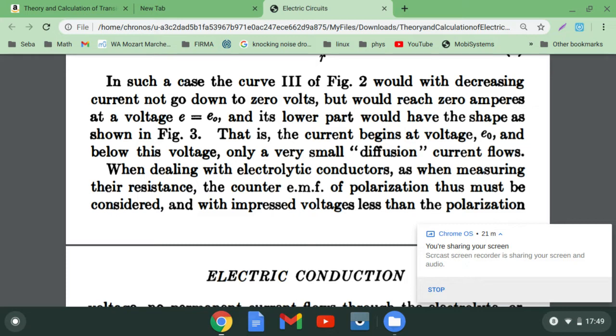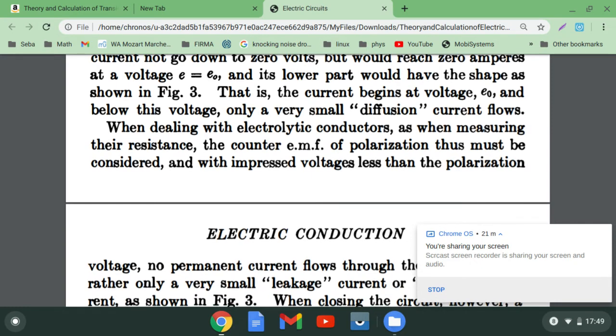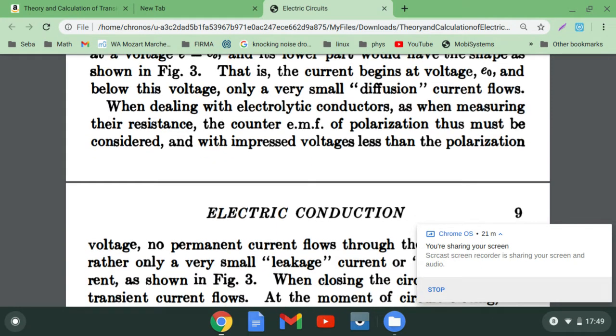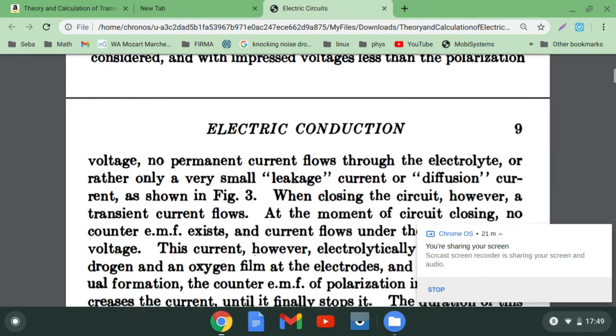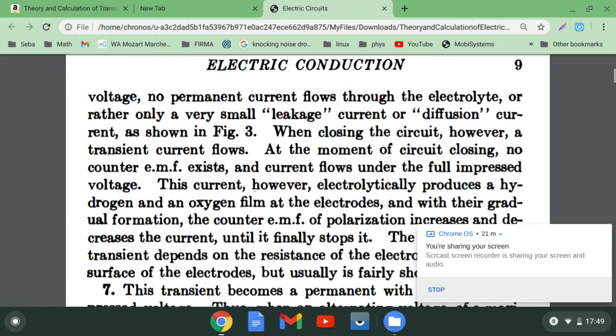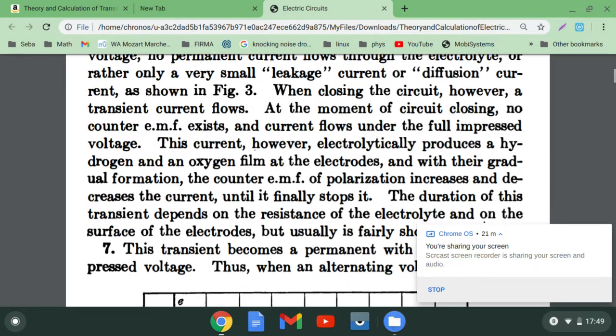That is, the current begins at voltage E0, and below this voltage only a very small diffusion current flows. When dealing with electrolytic conductors, as when measuring their resistance, the counter EMF of polarization thus must be considered, and with impressed voltages less than the polarization voltage, no permanent current flows through the electrolyte, or rather only a very small leakage current or diffusion current, as shown in figure 3.